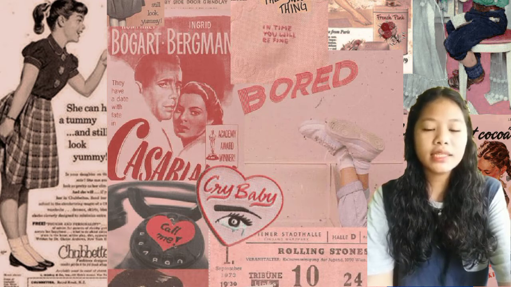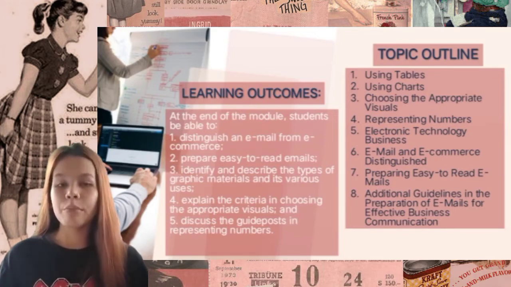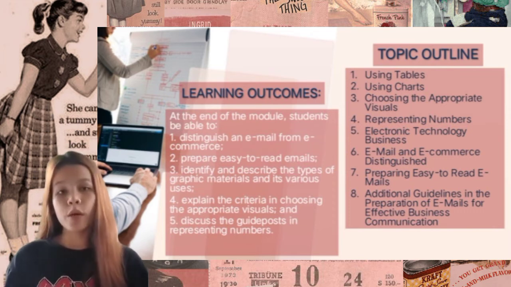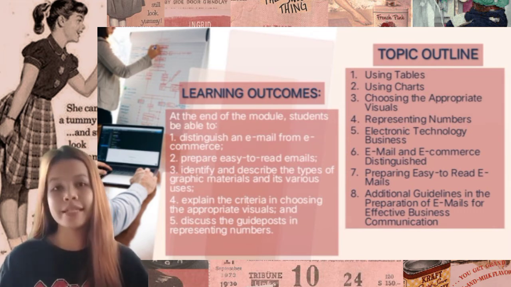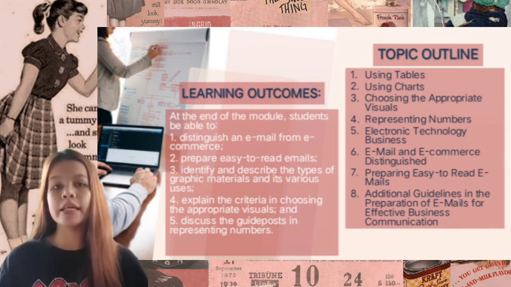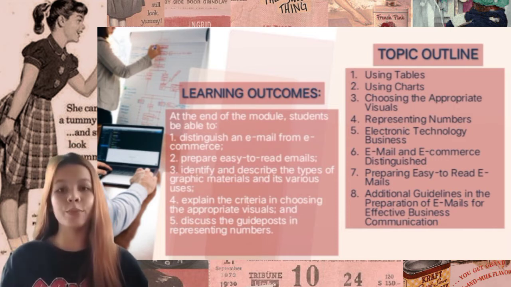Now let's start our discussion led by Soriano. So here are the topic outlines: using tables, using charts, choosing the appropriate visuals, representing numbers, electronic technology in business, email and e-commerce distinguished, preparing easy-to-read emails, additional guidelines in the preparation of emails for effective business communication.